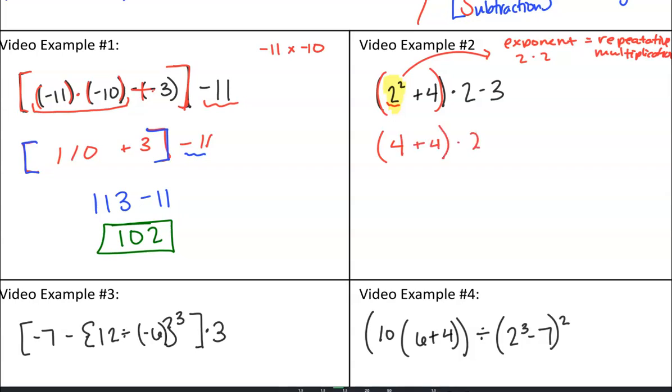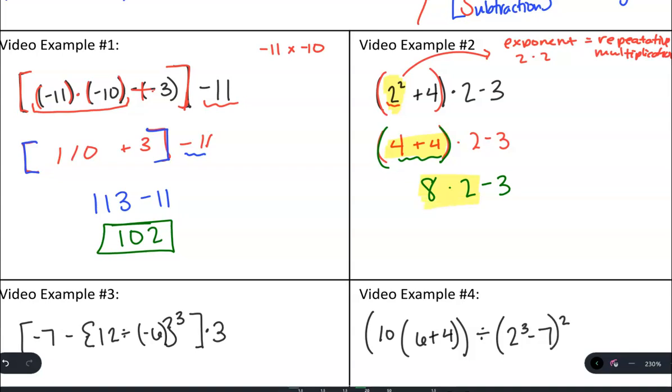Outside of the parentheses, we still have times 2 minus 3. We still have some grouping symbols and operations inside of there. So we are going to add 4 and 4 together, which gives us 8 times 2 minus 3. We are done with our grouping symbols. Now we look for multiplication, division, and we do have that right here. 8 times 2 is 16. We still have that minus 3. And then our final step would be to take 16 minus 3, which gives us 13.